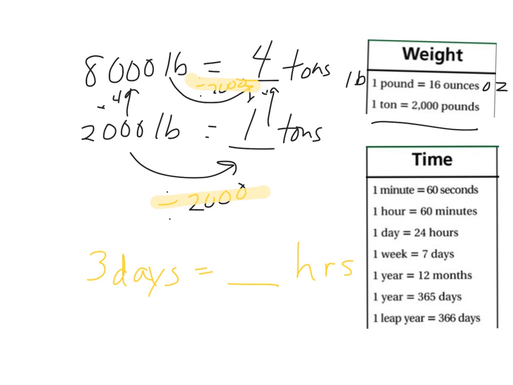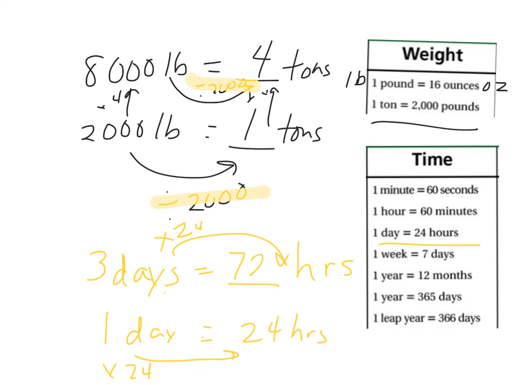Now that you've had an opportunity to work it out, I hope you begin by figuring out that 1 day equals 24 hours, which we have right here. In order to go from 1 to 24, you're going to multiply times 24. So you're going to then repeat the same process, 3 times 24, in order to get 72 hours.